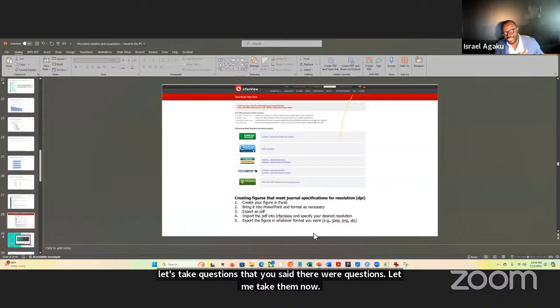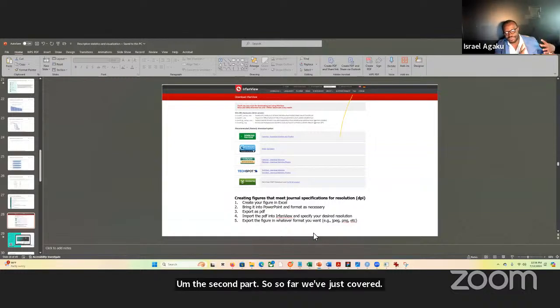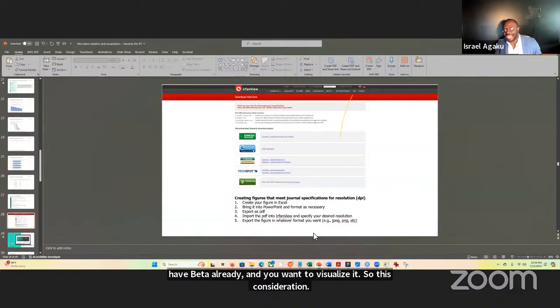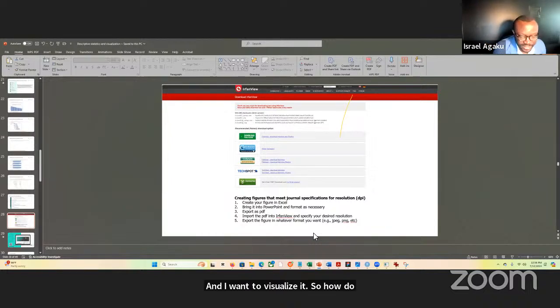So far we've just covered that you have data already and you want to visualize it. So those are considerations. The second part of our session will look at, okay, I want to collect data and I want to visualize it. So what things should I keep in mind? All right, questions, please.